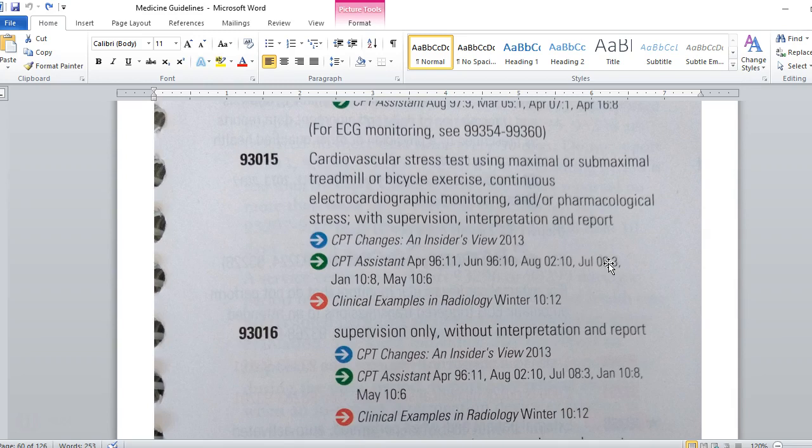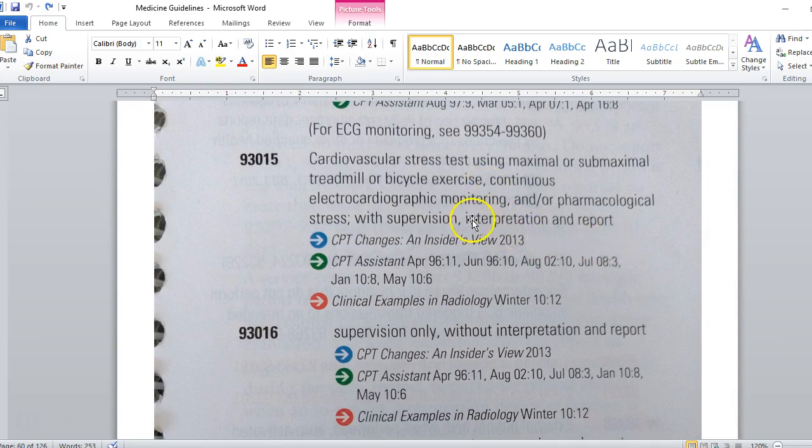And the idea is, again, they want to see how fast you can get your heart to pump to see if they can find what possibly could be the issue. So again, the most common is 93015. That includes everything. But then we have the supervision only and then the interpretation and report only.